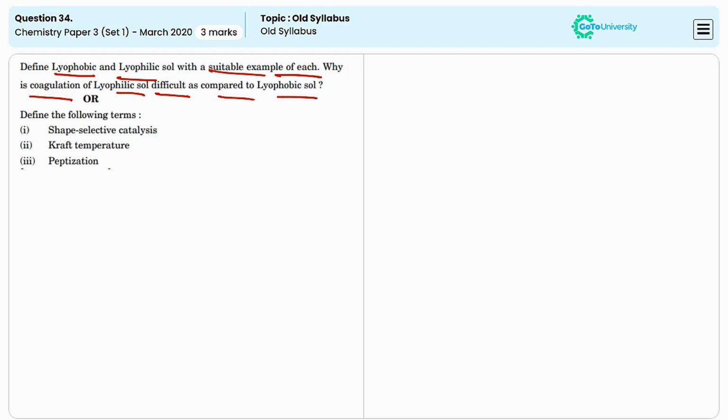Lyophilic colloids are colloidal systems where the dispersed phase has a strong affinity for the dispersion medium. This is leading to a stable and easily formed suspension, and these are also known as solvent loving or solvent attractive. An example is gelatin in water. Gelatin molecules interact strongly with water and they will form a stable and homogeneous gel-like suspension.